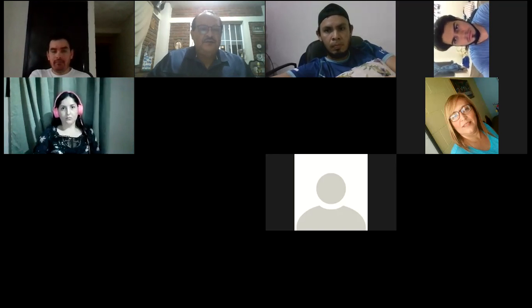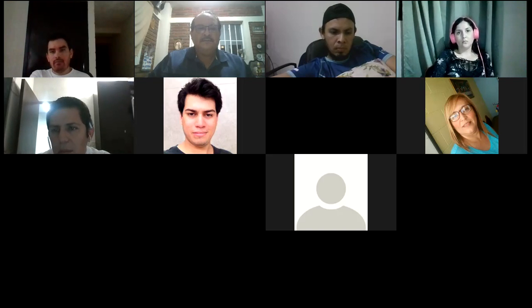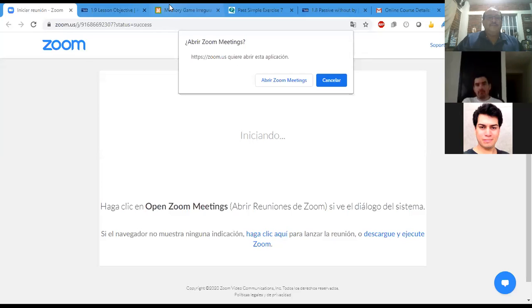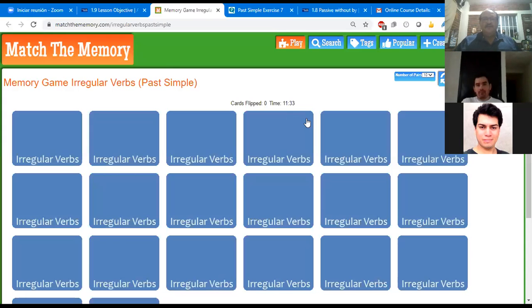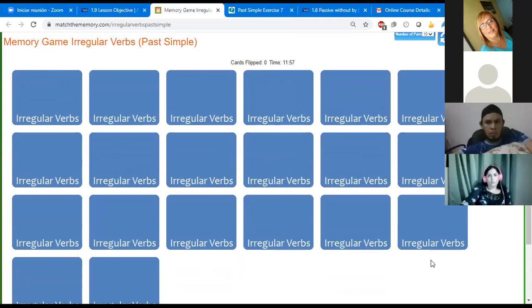Now let's see, I have some things to show you today. How about testing your memory? We're going to start with a little game, okay? An easy game for children, right? But this is just for you to activate your memory. What do you see? Can you read the instruction here? Fer, can you please help me? The screen says memory game, irregular verbs.